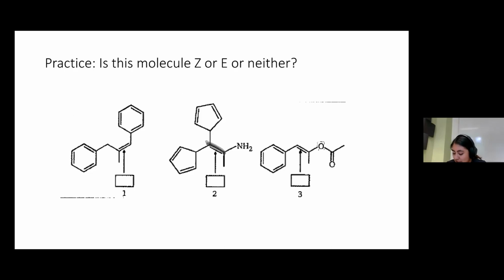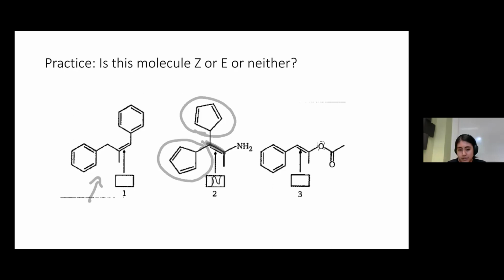You can just look at it and realize that it's neither. It has 2 of the same groups. If you try to denote which was higher priority and just keep going like we did with this one right here, it's all going to be the same. There's no difference between the two. So you can't denote Z or E when the groups are the same and they're attached to the same carbon. In this case, it's going to be neither. Are there any questions on this one?